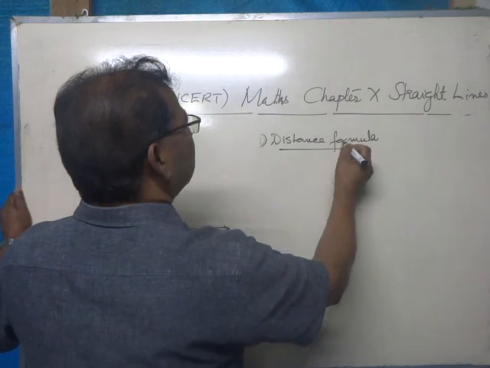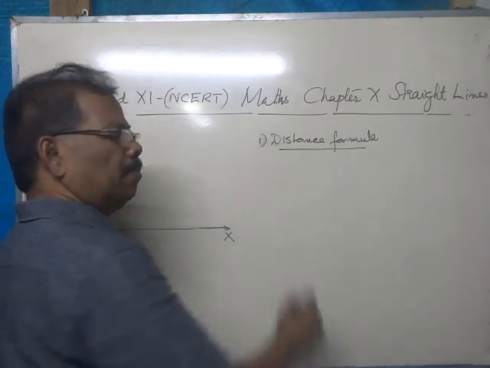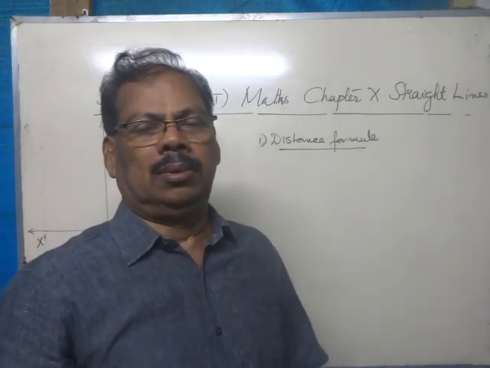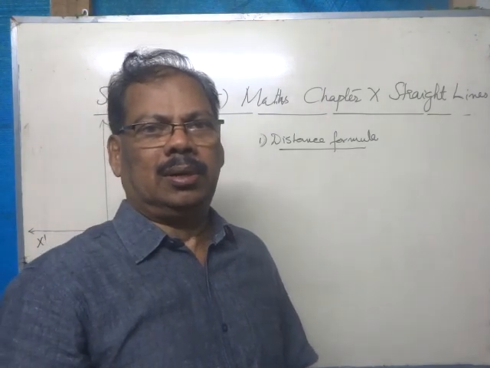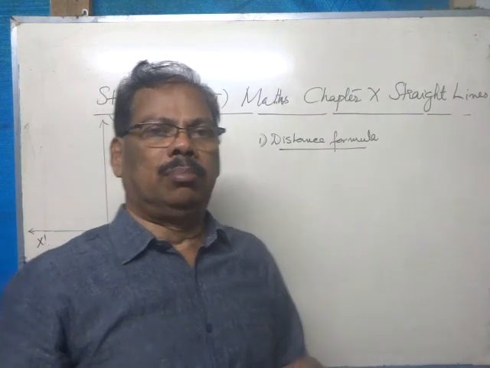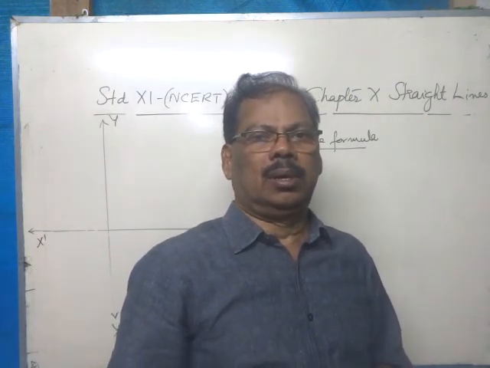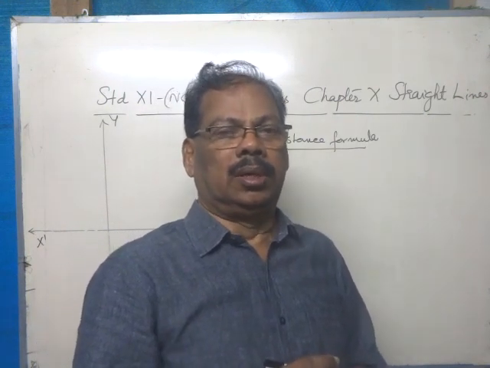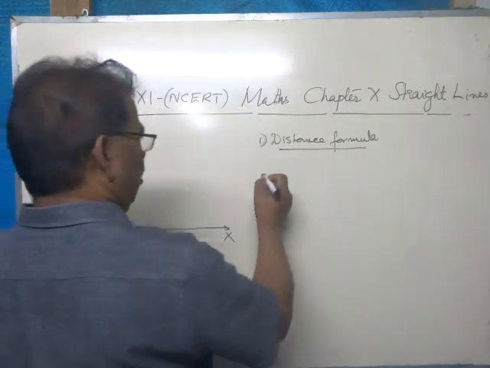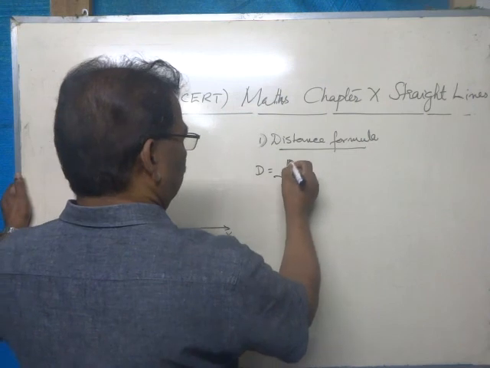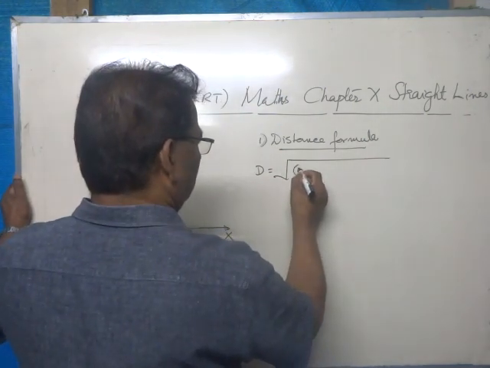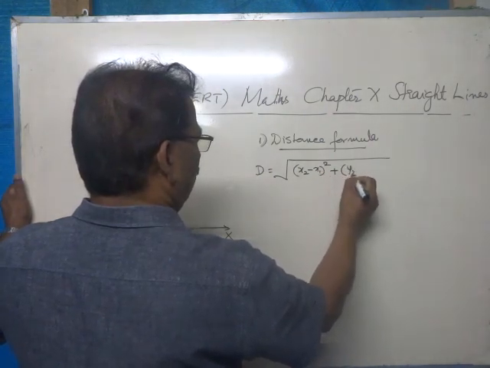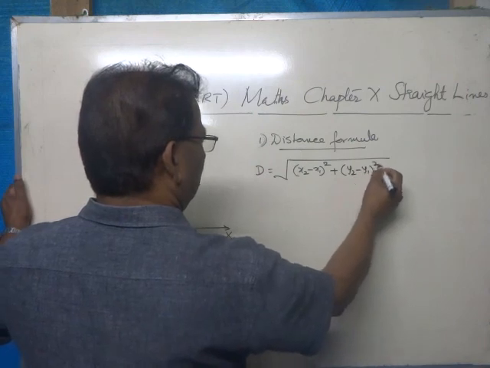See, distance formula. In coordinate geometry, in the 10th standard we have learned how to mark points in the xy plane and how to get the distance between two points. And the distance formula is given by d is equal to square root of x2 minus x1 whole square plus y2 minus y1 whole square.